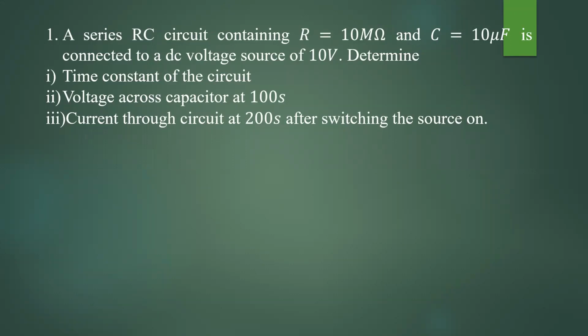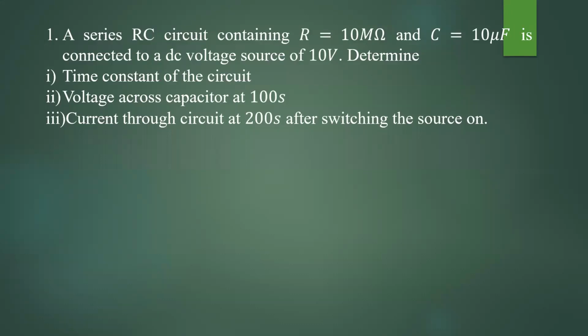We have the series RC circuit containing R equal to 10 mega ohm, and C equal to 10 microfarad, connected to a DC voltage of 10 volt.